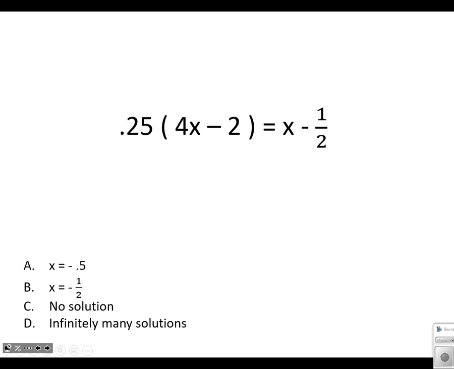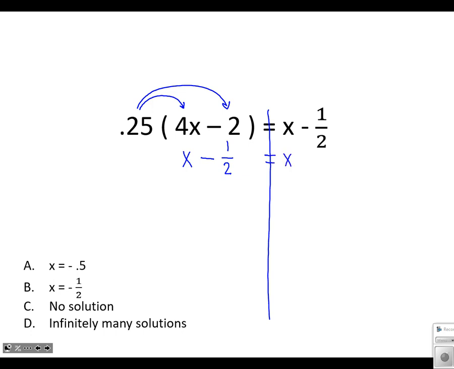Okay. Let's work on this one. So what do I need to do first here? Well, distribute and combine like terms. 0.25, that's 1/4. So what's 1/4 of 4x, or 4x divided by 4? That would just be x. And 0.25 times negative 2. I got a positive times a negative. That answer is going to be negative. And 1/4 of 2 is 1/2. So negative 1/2. And you can check the calculator if you don't believe me.